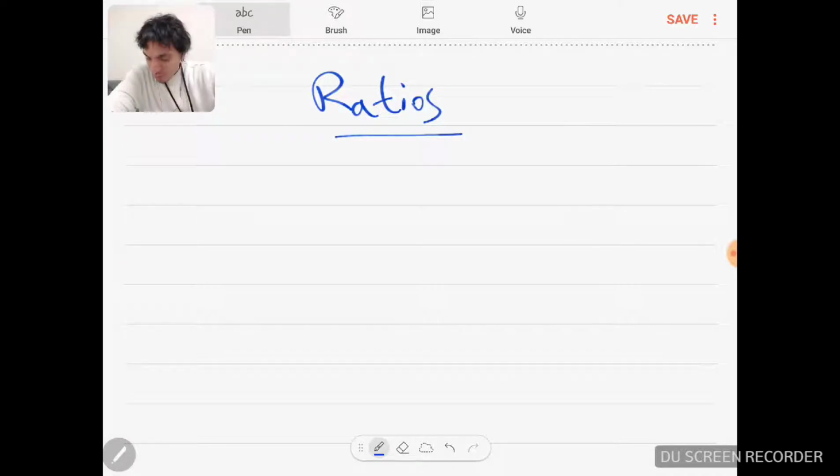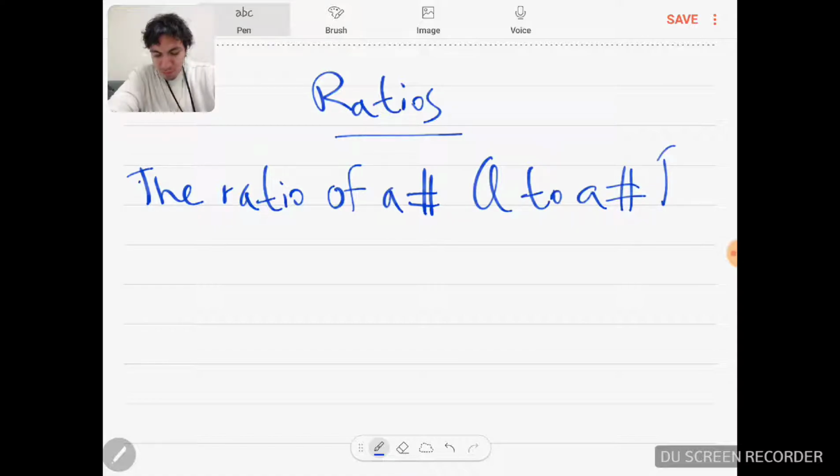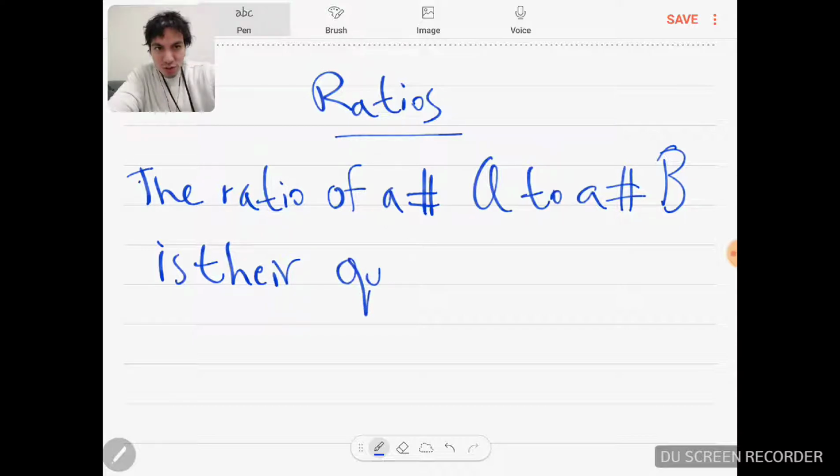Ratios. So what is a ratio? The ratio of a number A to a number B, let's use capital B for now, is their quotient.